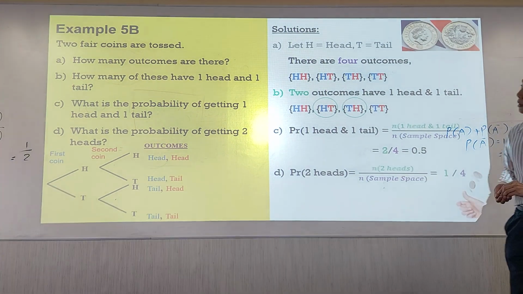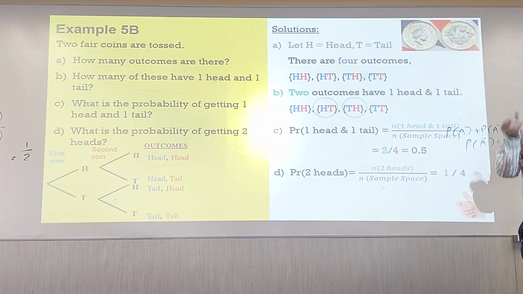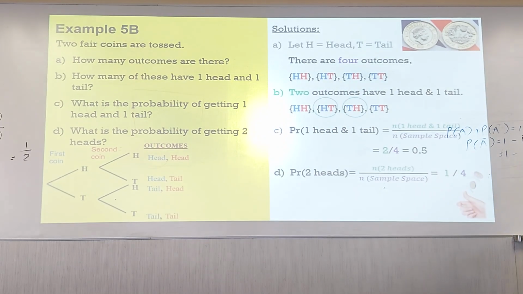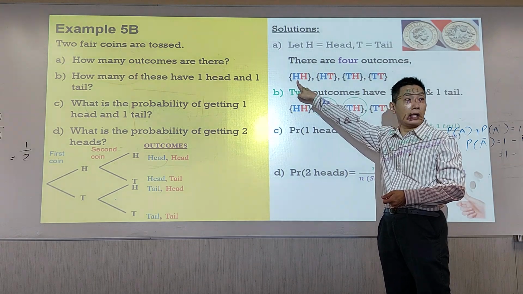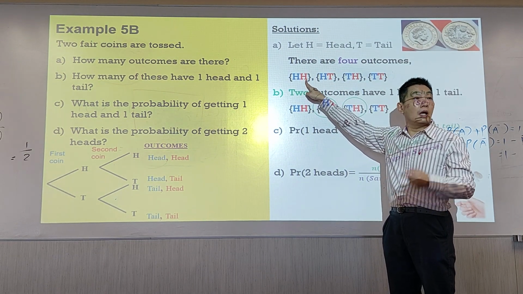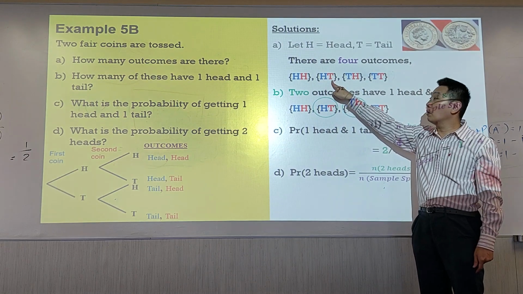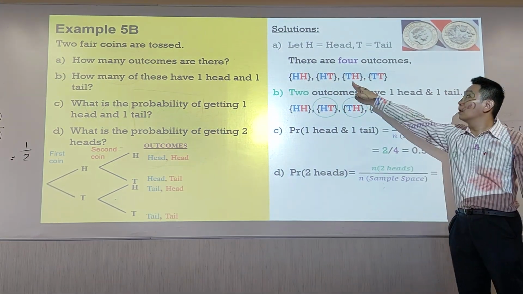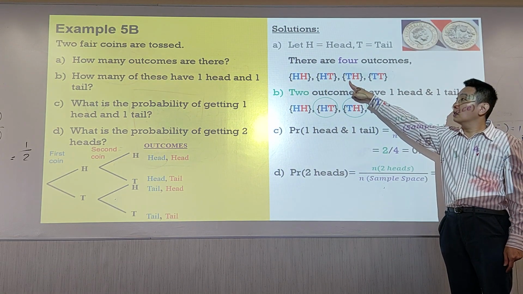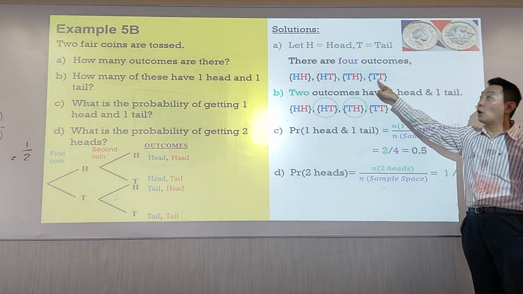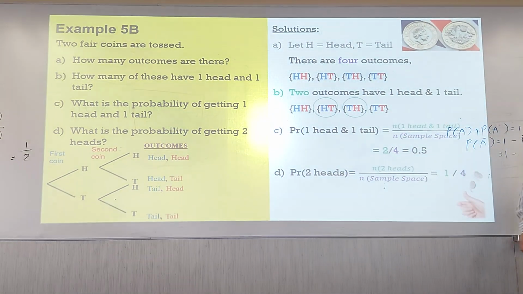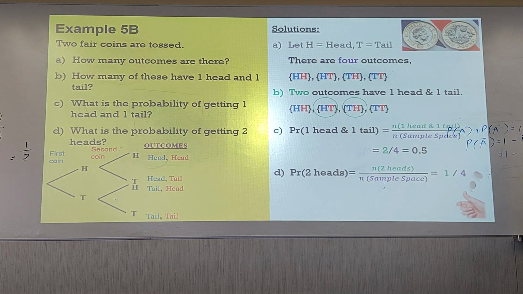Now if you are throwing two coins at the same time, what are the possible outcomes? The first coin shows head, the second coin also head. Another outcome is the first coin head, second coin tail. Or the first coin tail, second coin head. Or both coins show tail. So there are four possible outcomes, four possible combinations when you throw two coins.